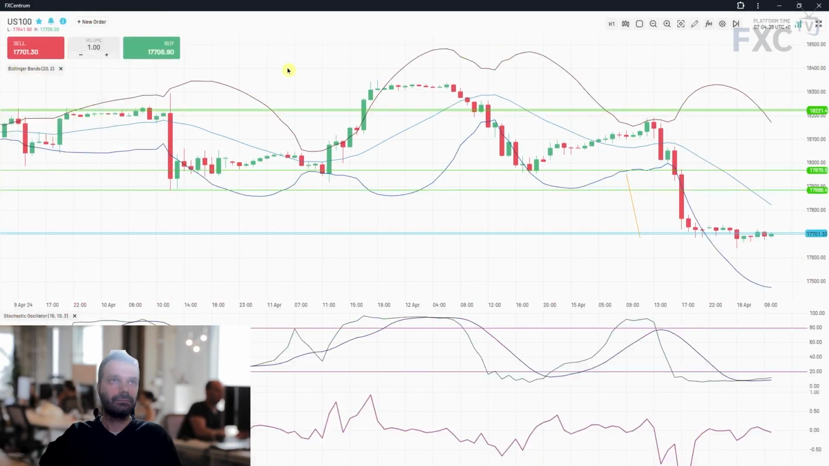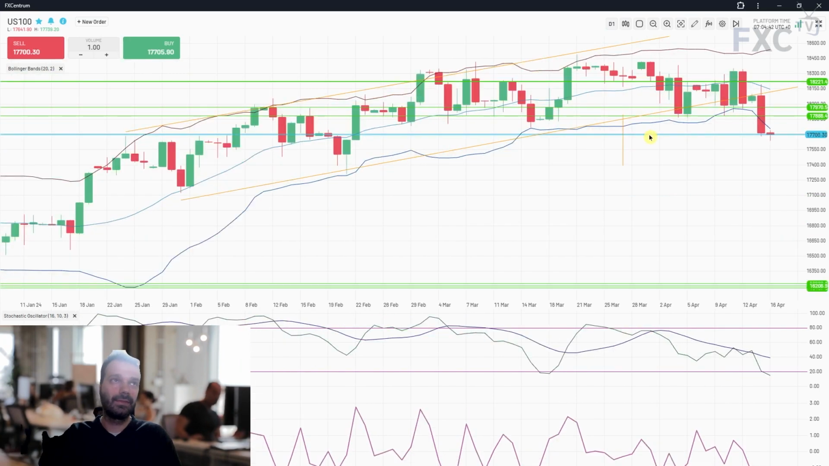So that will be the trade idea for this week. So US100 downside potential, a short term, with a protective stop around 18,220 mark.